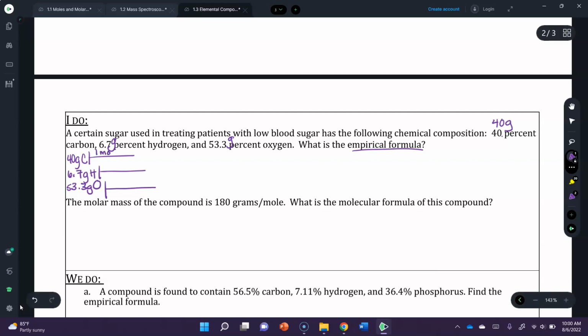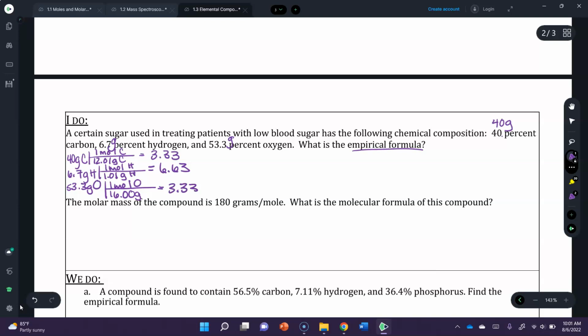So 1 mole of carbon has a molar mass of 12.01 grams. I assume that the percents are grams, and then I'm going to change them into moles of each substance. So 1 mole of hydrogen has the molar mass of 1.01 grams. And for oxygen, 1 mole of oxygen has the molar mass of 16.00 grams. So I'm going to run that calculation for each one of these, and this is 3.33, this is 6.63, and then the last one is 3.33.